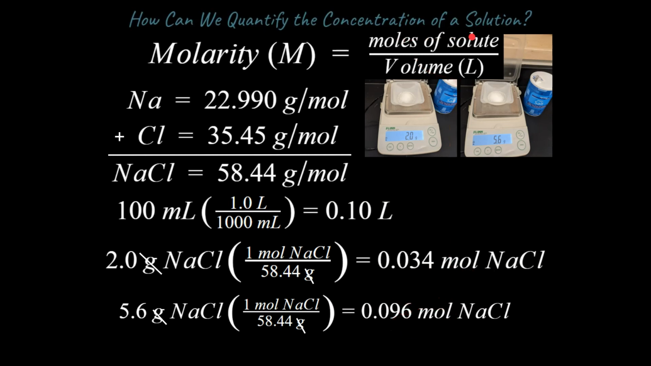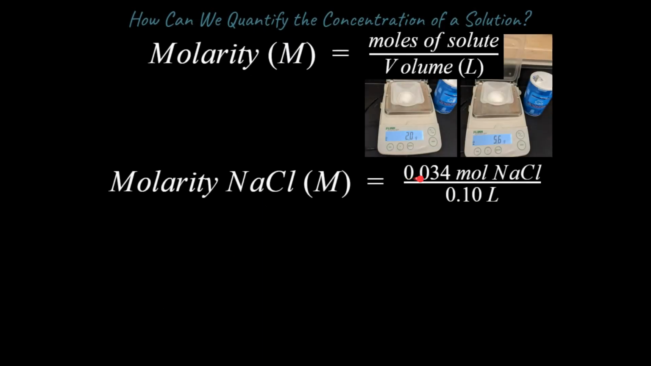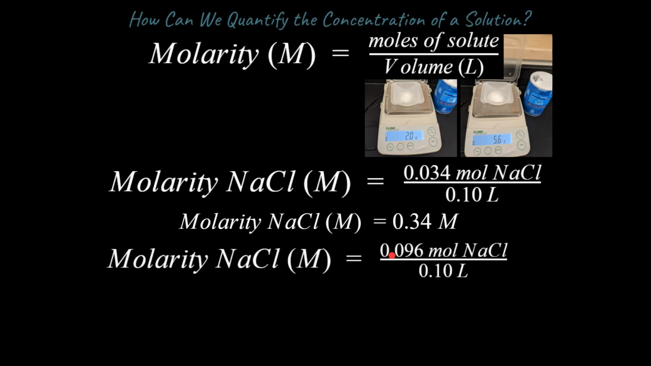Now we've got the moles of the solute and we've got the volume for our two different examples. Let's go ahead and calculate our molarity on the next slide where I have a little more room. So for our first example, we knew it was 0.034 moles of NaCl divided by 0.1 liters. That will give us a 0.34 molar solution is what we say. And that's specifically talking about how concentrated this solution is. Then we do the same thing with the second example over here, and we end up with a 0.96 molar solution of NaCl, and that just means that it's more concentrated.